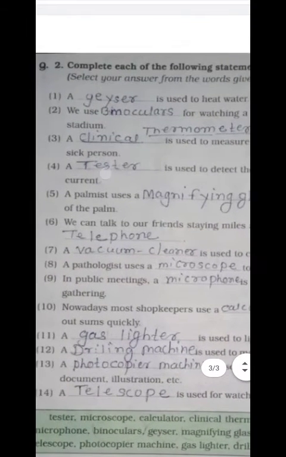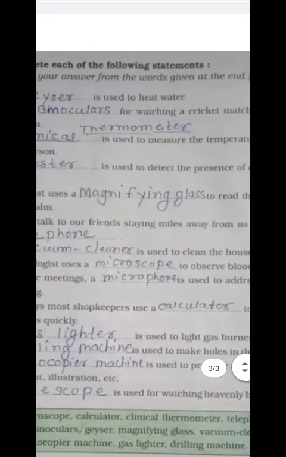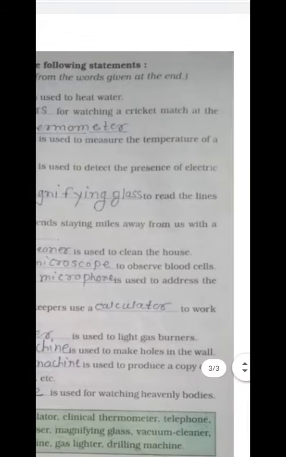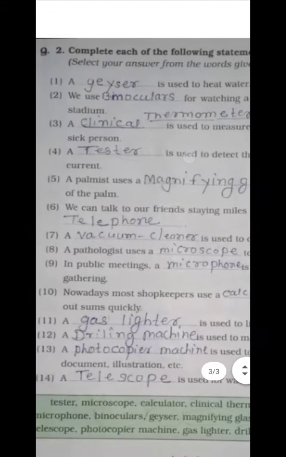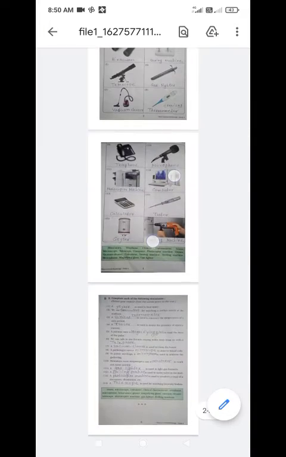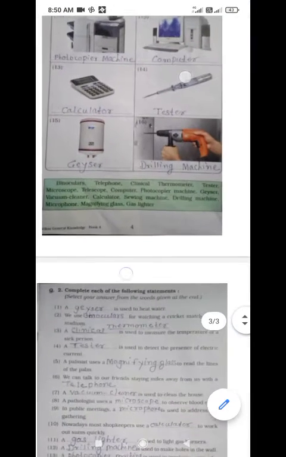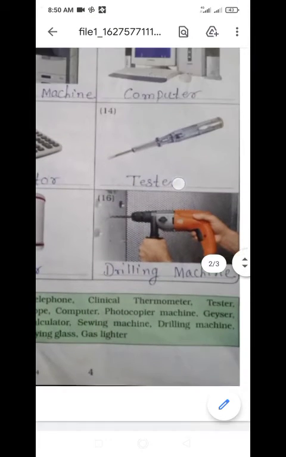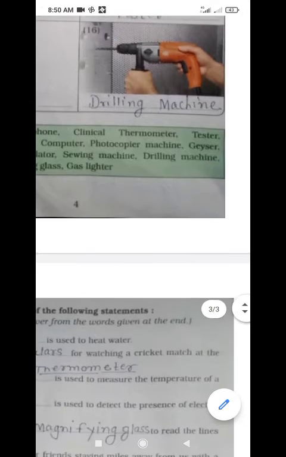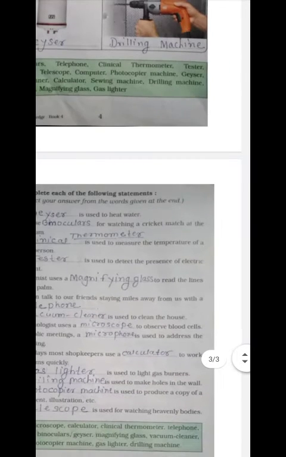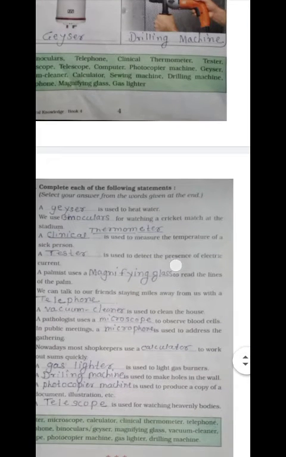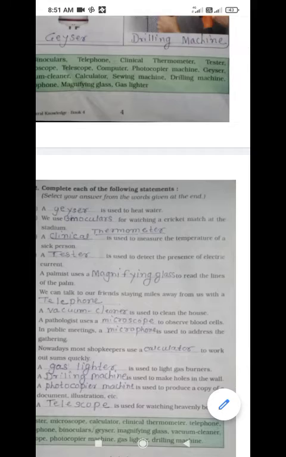A tester is used to detect the presence of electric current. A tester, where is tester? Here. A tester is used to detect the presence of electric current.